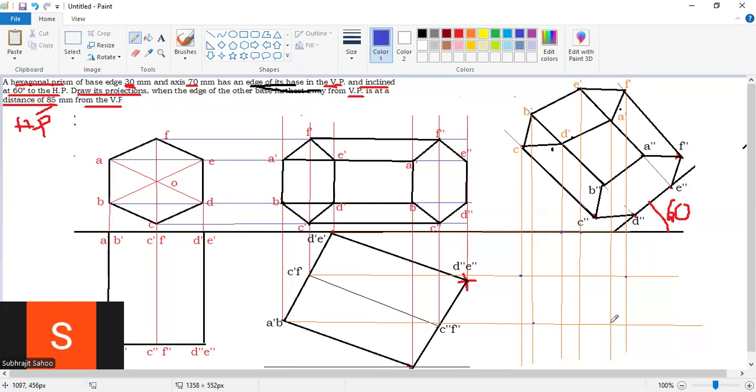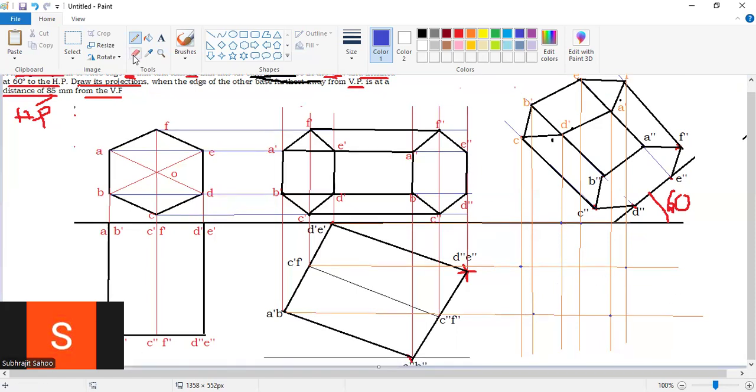A dash. Okay, first let me mark A dash. 1, 2, 3, 4, 5 only. One more point required. D dash is over now. B dash also over. Then C dash, F dash also over. A dash also over. E dash, this is E dash, this is also E dash. Are 6 points over, right? Like this, some points are coming at a different place.